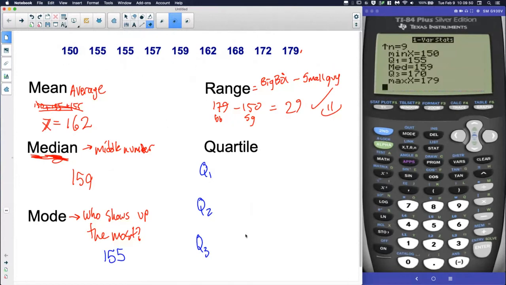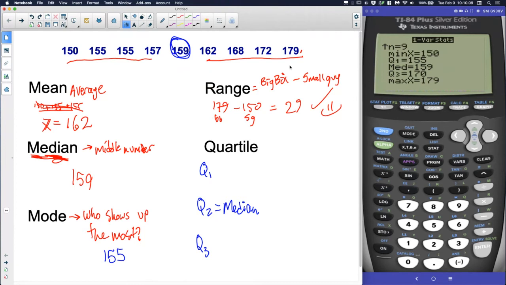So we're going to find our quartiles. I like to start with the middle number. The middle number is always going to be our median. Q2 is always our median. So our median's right here. Now we have these sets of numbers to divide up equally. If you look at that, I'll have to divide them up here and here.